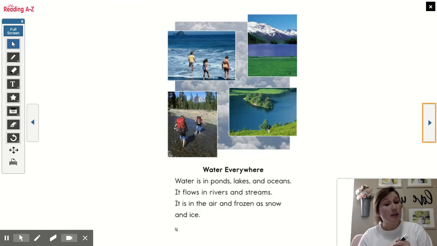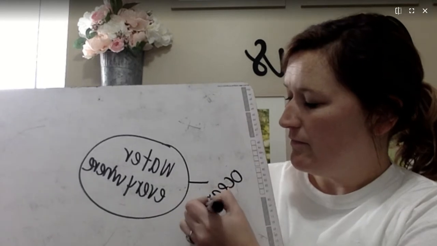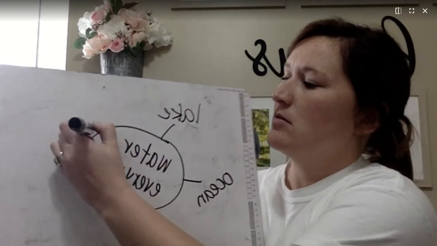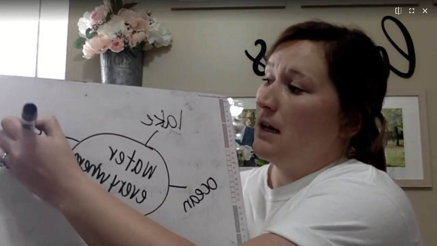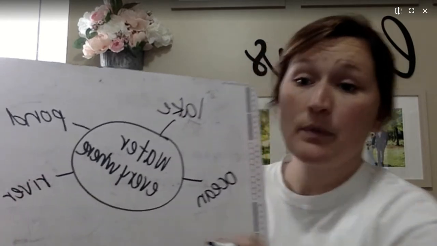So I could make myself a little bubble map here about water everywhere. And that goes in the middle because that's my main idea of this section. Water everywhere. Where could water be? Could be in an ocean, right? Could be in a lake. Where else? Could be in a pond. Could be in a river.